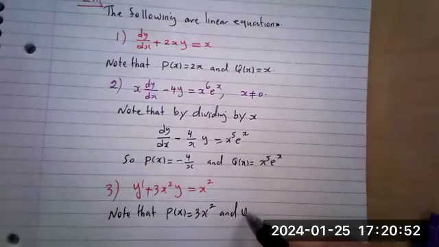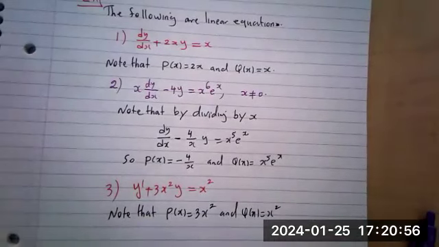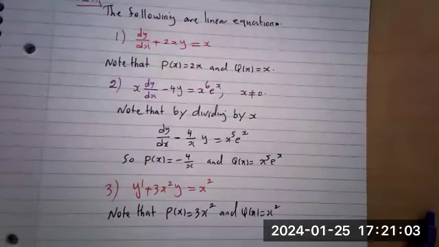And the q of x is equal to x squared. So the coefficient of y prime is already 1, and you don't have to worry about it. Any question? So you will see various modeling, if you like, later on. It's going to be all linear.